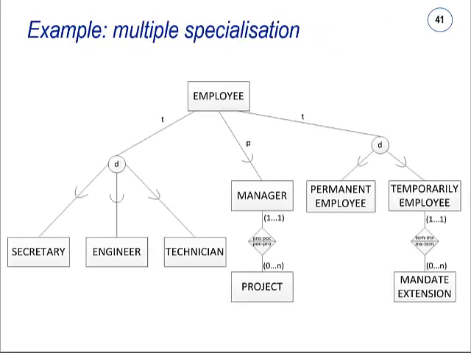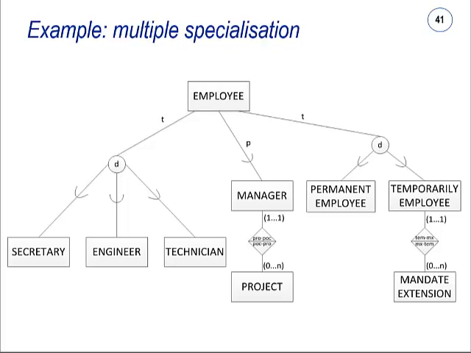One more. Actually, you can apply multiple specializations on the same superclass, and you can see an example of that here. You see that employee has first been specialized into secretary, engineer, and technician. This specialization is total and disjoint. So it means an employee is either a secretary, engineer, or technician. There are no other possibilities here. This specialization is also disjoint. A secretary cannot be an engineer or a technician. There's no overlap there.